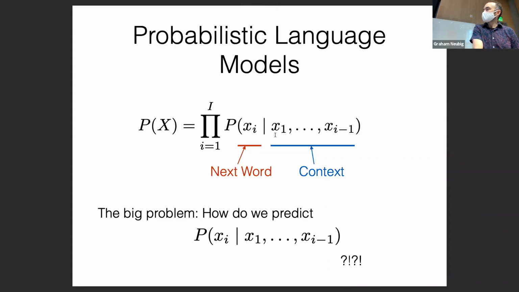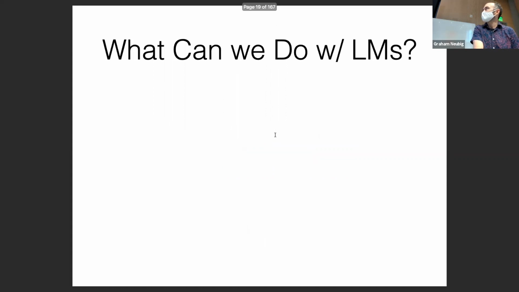Count-based models and learning-based and feature-based models, including both log linear models and neural network models. Before getting into that, though, I'd like to talk a little bit about what we can do with language models.